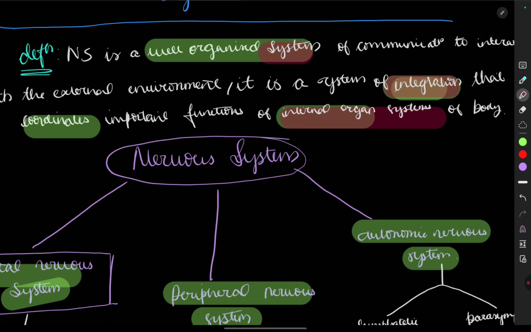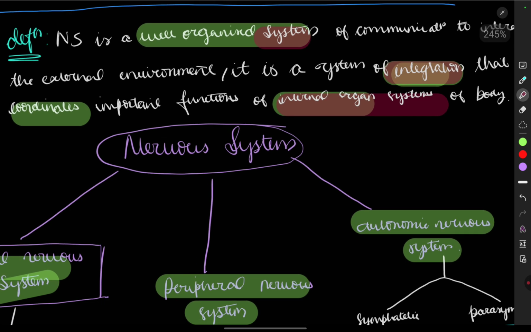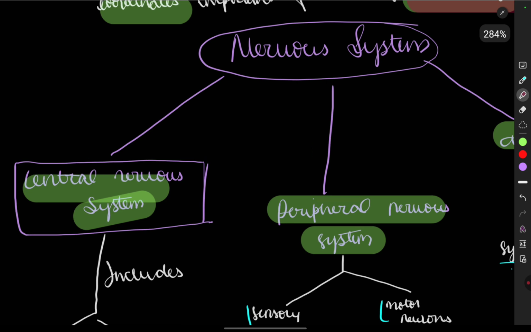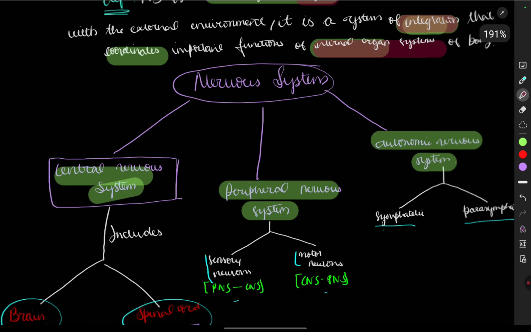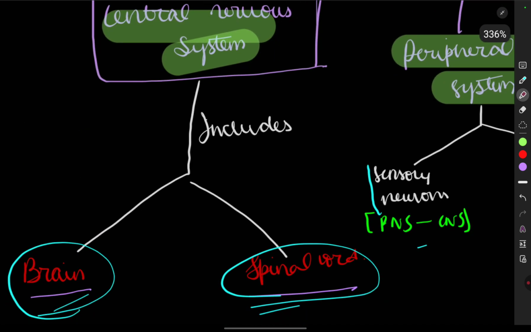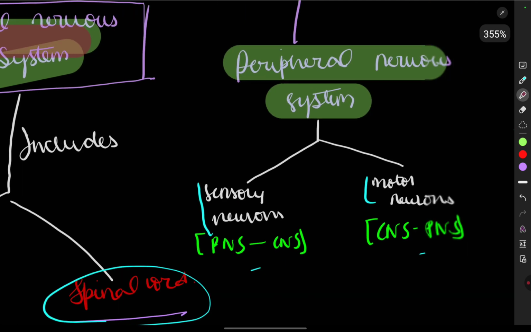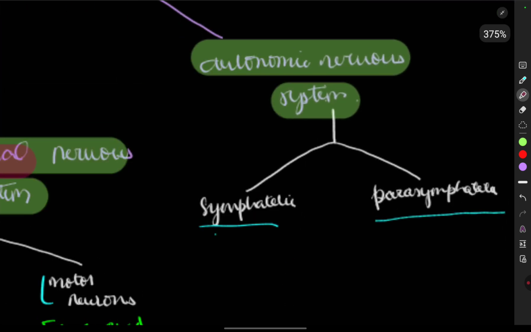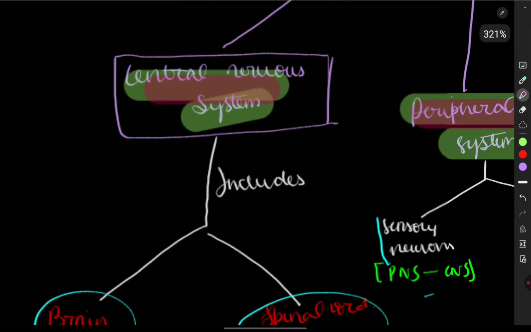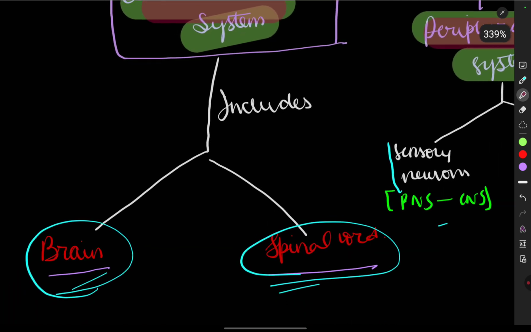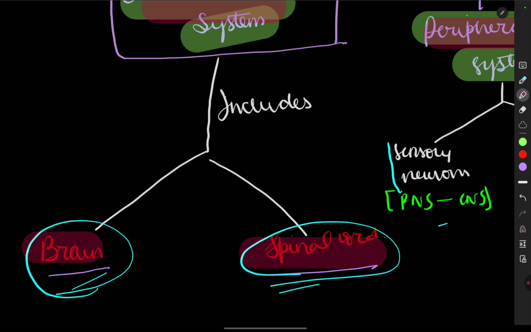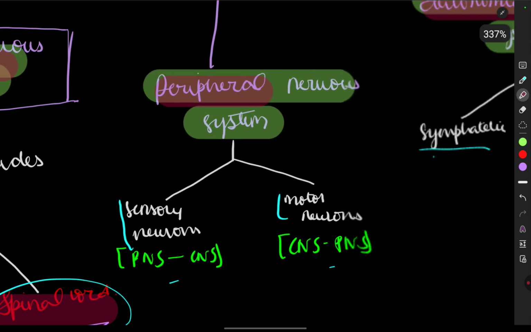It coordinates important functions of the different organs of the body. It regulates and maintains them. Now the nervous system is divided into three systems: the central nervous system, the peripheral nervous system, and the autonomic nervous system. The central nervous system includes the brain and the spinal cord.